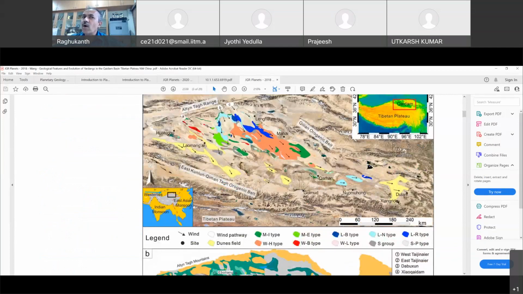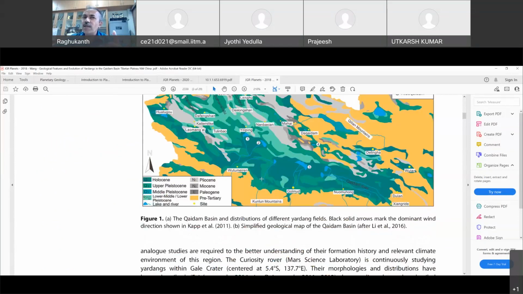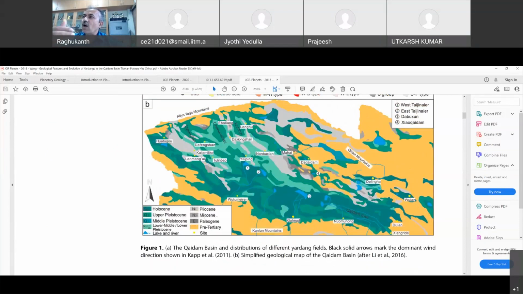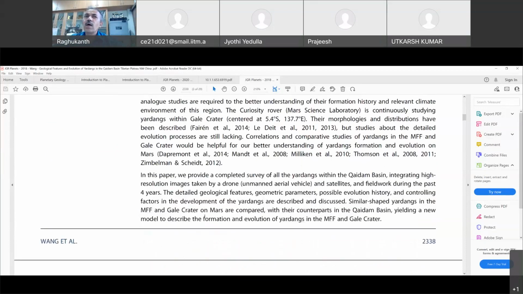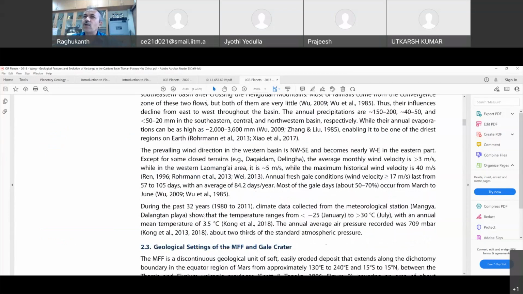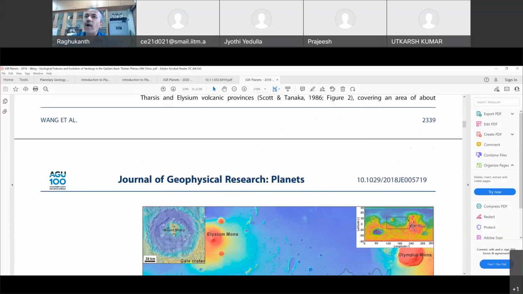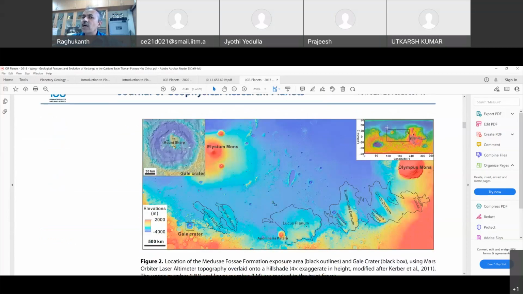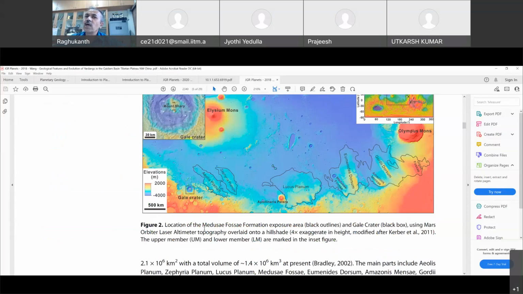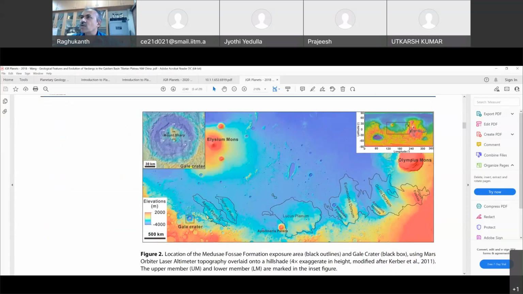So they have collected all the geology of this Qaidam Basin itself, and this is a geological map, they say. So Pliocene, Miocene, these are all the ages basically. They do all these, Holocene, when this has formed and other things also, and then the climate, all those things they find out, and they are drawing this analogy to a place on Mars actually. That is the Medusae Fossae Formation. So this is a place on Mars. So this region. This is the total topography of Mars.